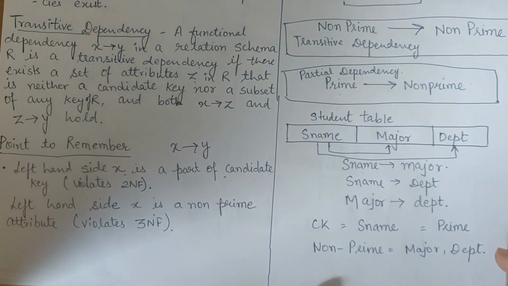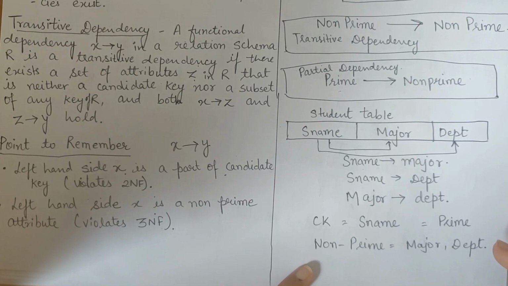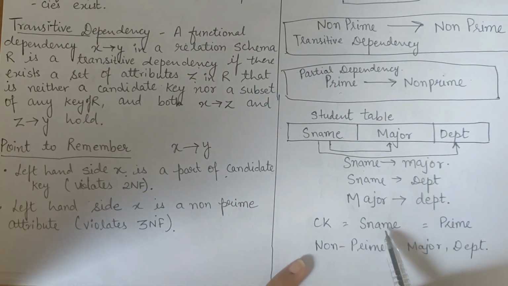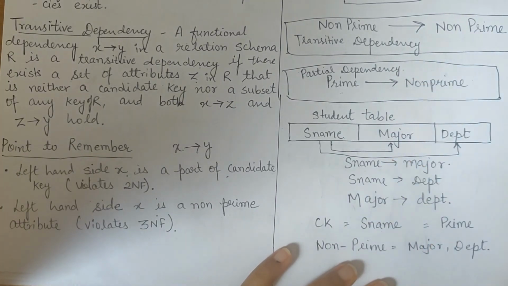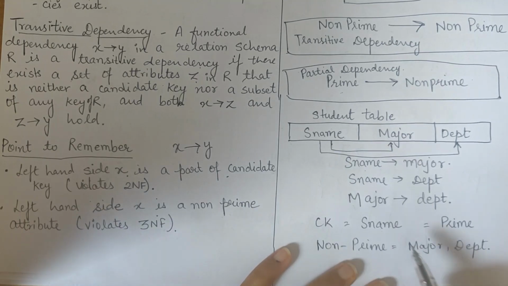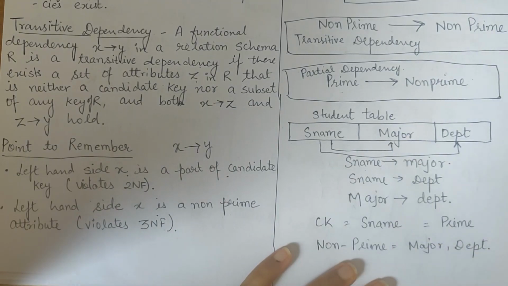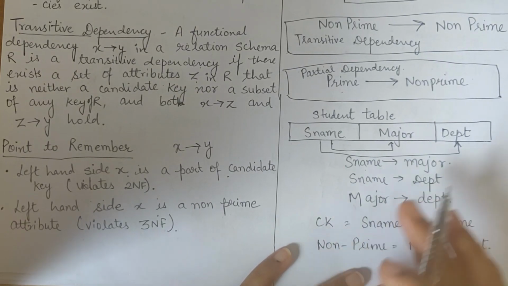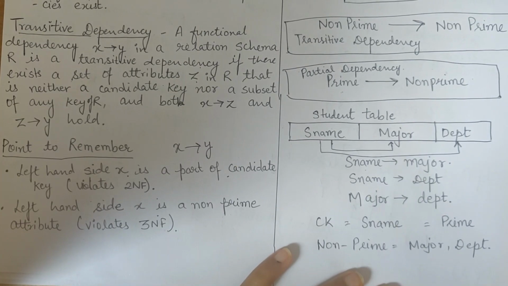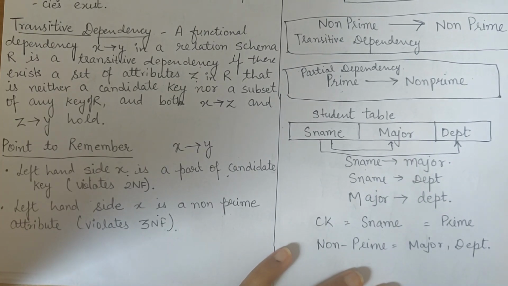Now first we have to check whether this is in 2NF or not. Now there is only one element in the candidate key, so there is no subset of this. So the case of partial dependency will not come, because S name alone is the candidate key. There are no other attributes, so there is no chance of a subset determining any other attribute. So we are very sure that this table is in 2NF.